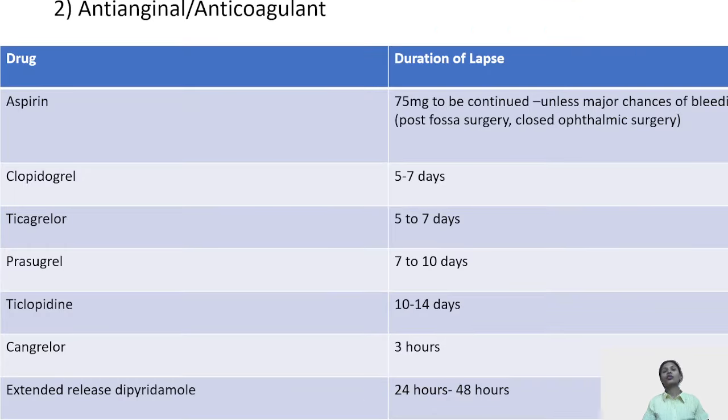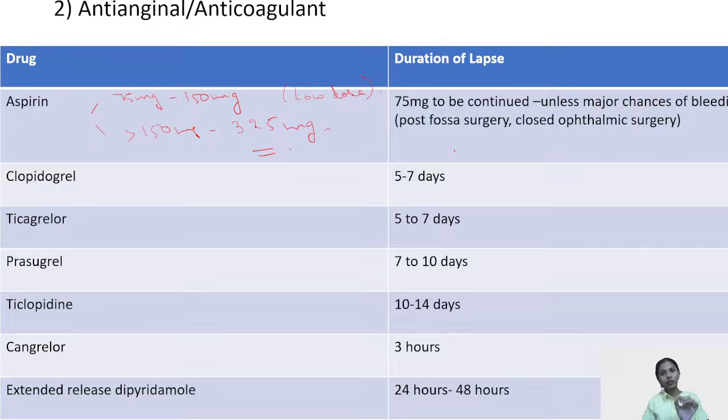Now coming over to certain drugs that these patients can be on, like anti-anginal drugs or anticoagulant drugs. Mostly these patients are taking aspirin. See, there are two doses of aspirin that are asked in questions. One is 75 milligram till 150 milligram, and the second dose that's asked is above 150 milligrams till around 325 milligrams. See, when we are talking about low dose aspirin, the low dose aspirin can be continued till the day of the surgery also, until and unless there are exceptions to it.